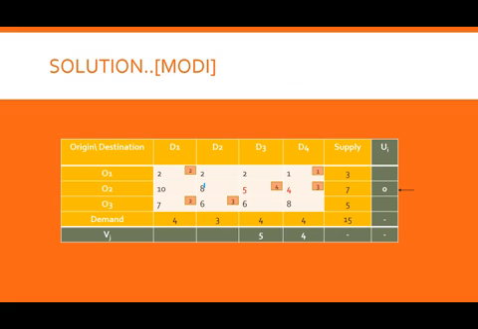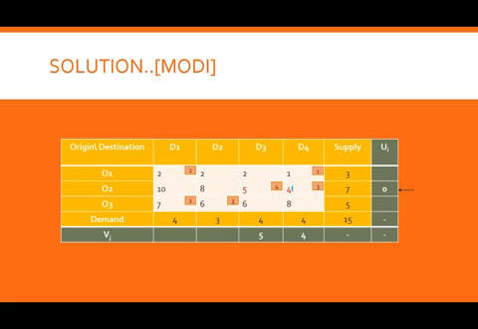See? So I get a 2 here, 1 here, 3 here and a 0 here. So now how many allocations do I have? Once again 6. Still a non-degeneracy case. So what am I supposed to do? Calculate the UI and VJ values.